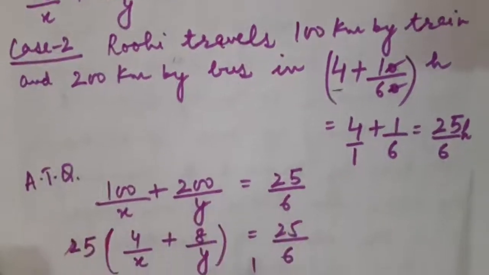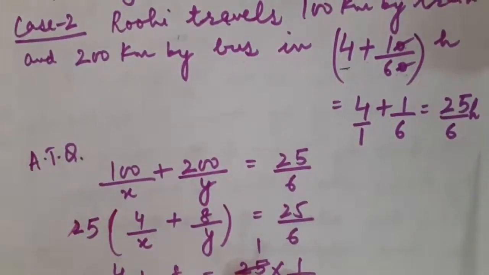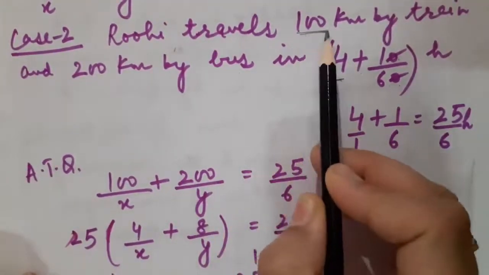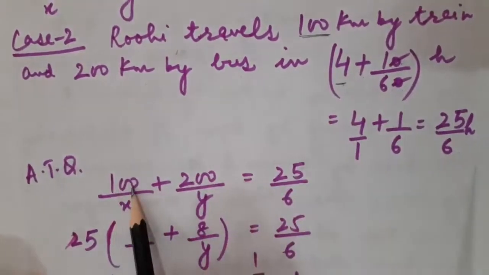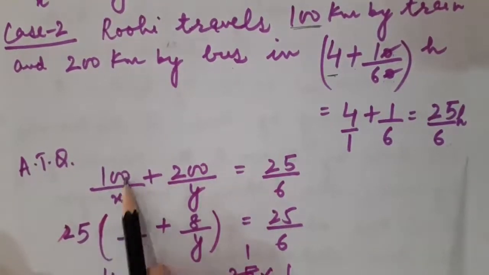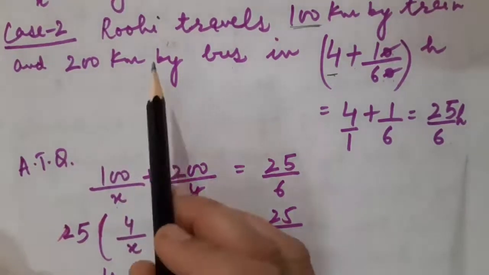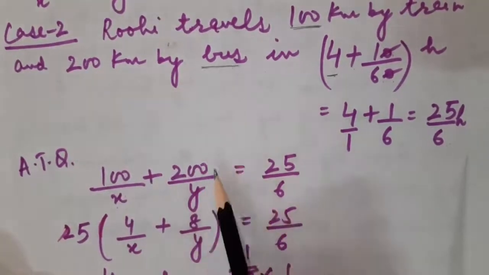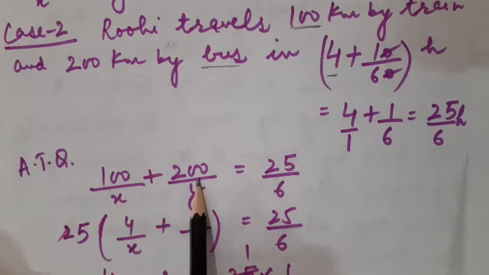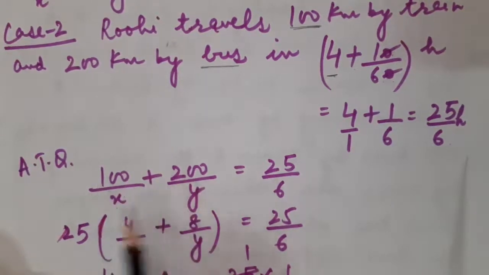Fine. Now I am going to form the linear equation for case 2. 100 kilometers is travelled by train. So this is the distance. And what is the speed of the train? That is x. So the total time would become 100 upon x plus 200 kilometers is covered by bus. So that is 200 upon y. What is this y? y is the speed of the bus. Fine. Now what is the total time taken when the girl was going to cover the complete distance?